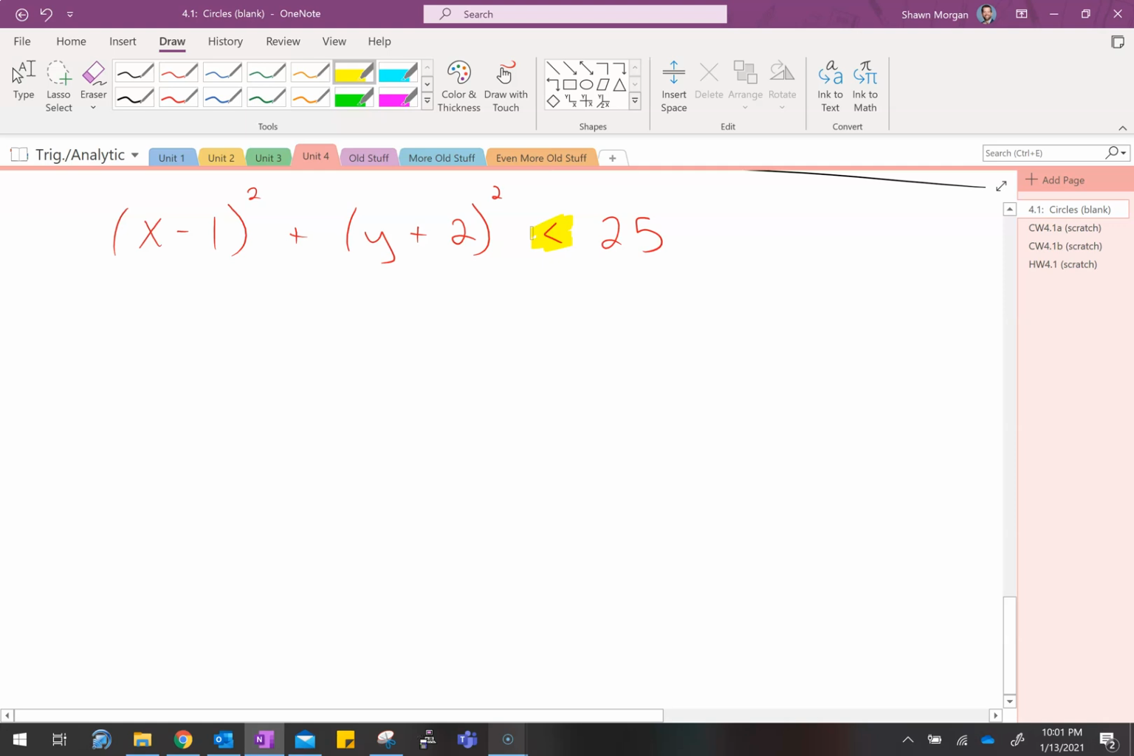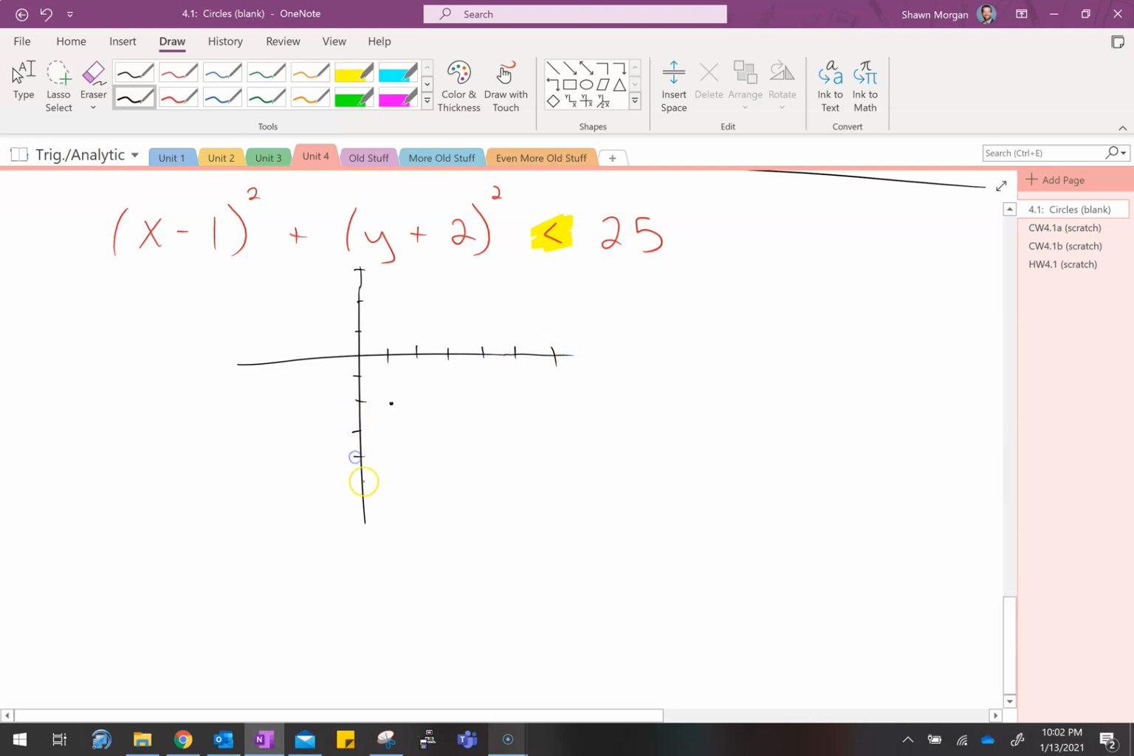And then where should I shade, since this is an inequality? Our center is going to be at (1, -2), so we'll go down 2, go over to the right 1, down 2. There's our center. It's going to have a radius of 5, so I'm going to go up 3, to the right 5, 4, 5.